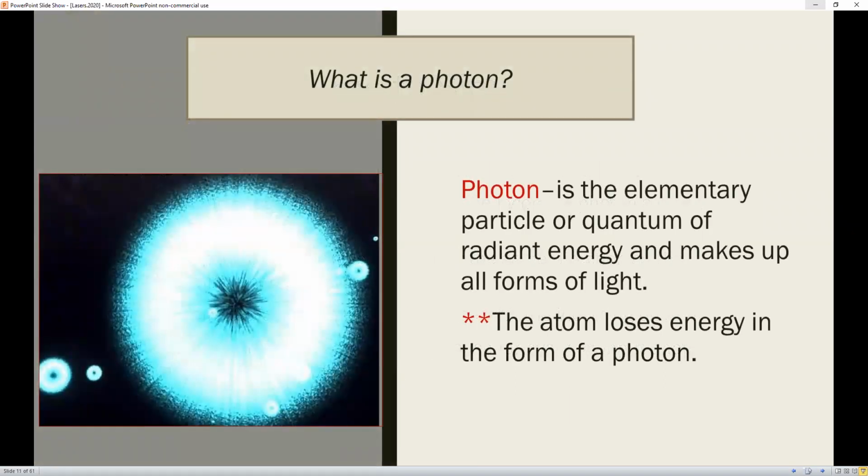What's a photon, you ask? Well, let's break it down even further. Energy that is lost from an atom is lost in the form of a photon. The photon is energy that makes up all forms of light. So the atom loses energy in the form of a photon.